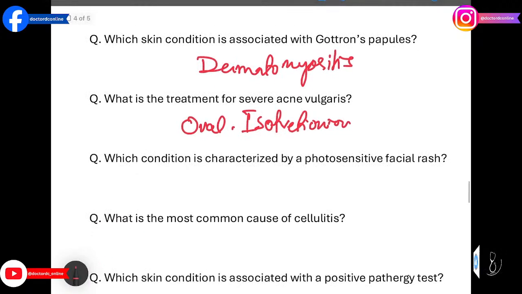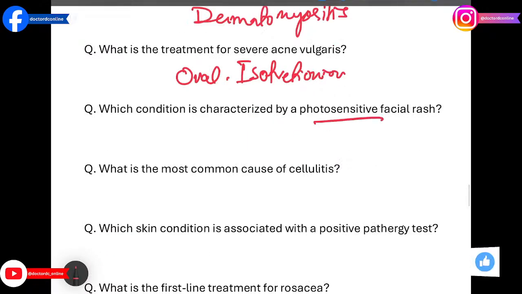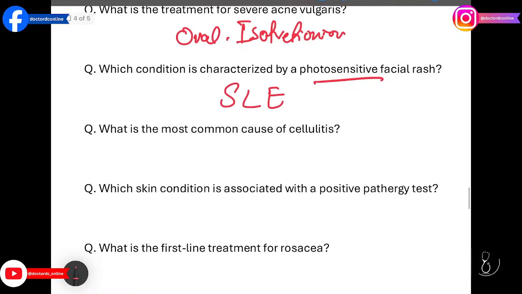Which condition is characterized by a photosensitive facial rash? Systemic lupus erythematosus, SLE. The butterfly rash worsens with sun exposure, often with systemic involvement.